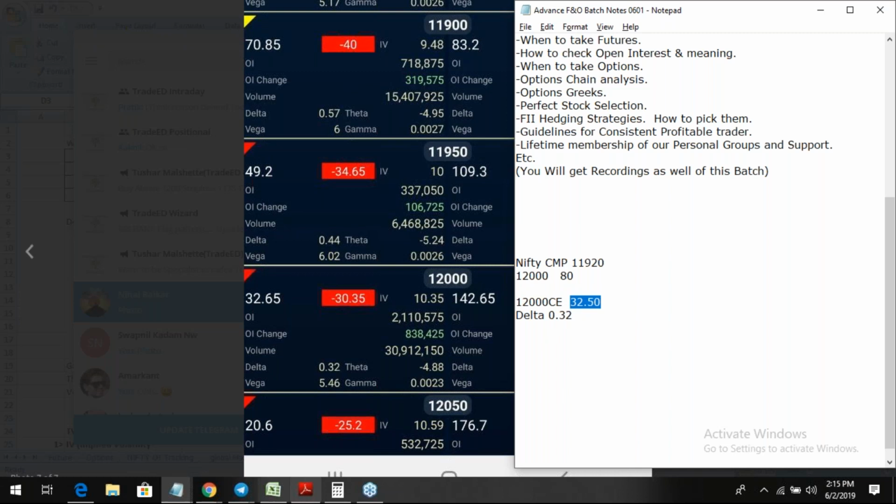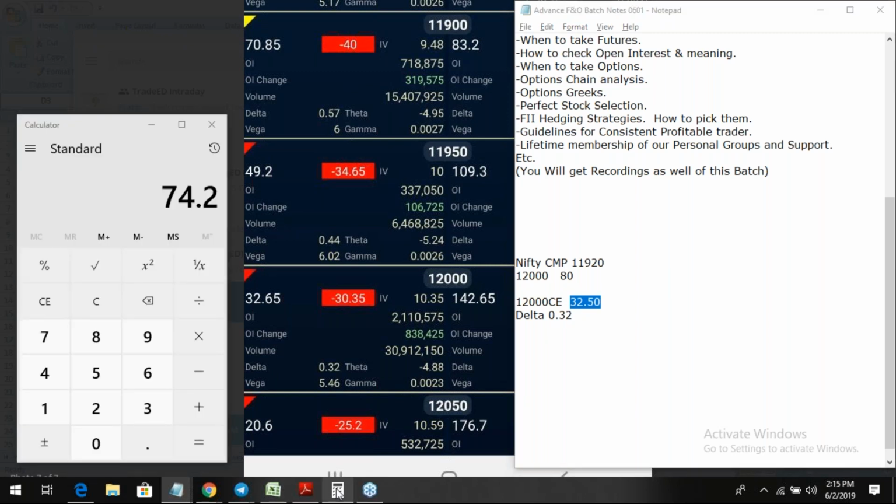How are we calculating? We are calculating: 80 points Nifty going up into what is the 12,000 delta? 0.32. Equals 25.6, plus what is the current market price? 32.50. Equals what is the perfect answer? 58.10. How 58.25?